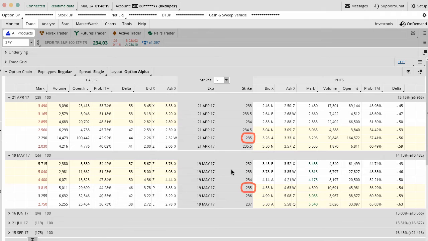Now, this is important to actually open up both contract months so you can see that you have to be trading the same strike in both months to do a call calendar spread. In this case, April does have half strikes, 235 and a half, 234 and a half, etc. But none of those strikes can be found in the next month. So you have to go with the round or even number strikes like 235, 234, etc.